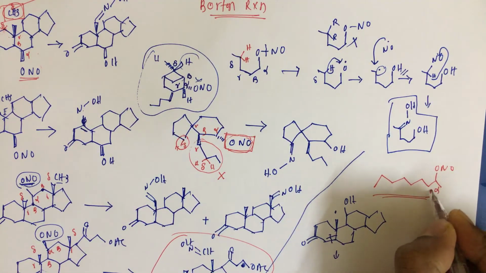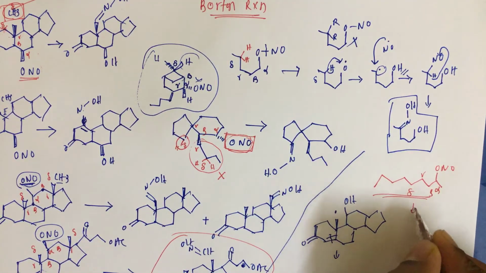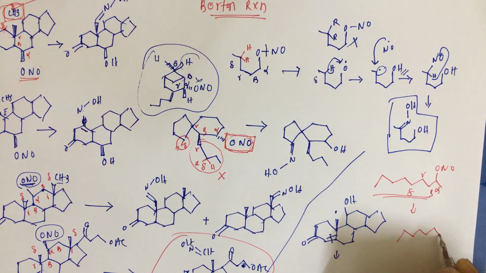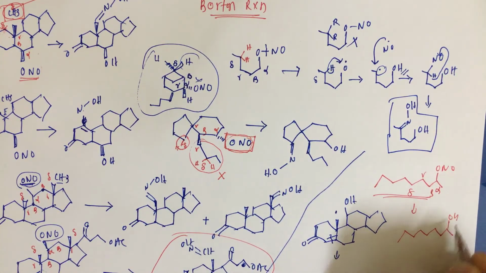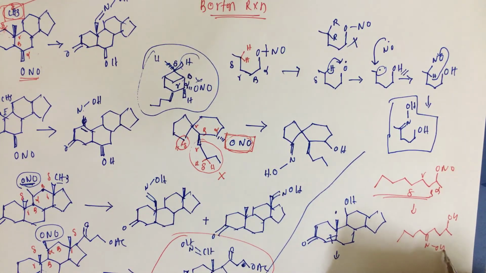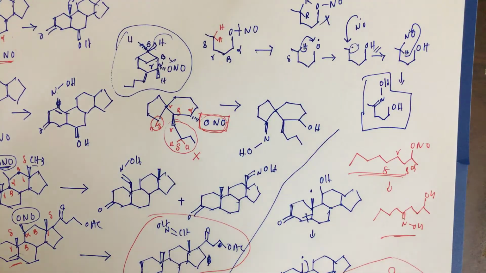So with this alpha, beta, gamma, delta, the product that we will get is here, OH double bond and OH. Okay, so you can score marks easily from this reaction.